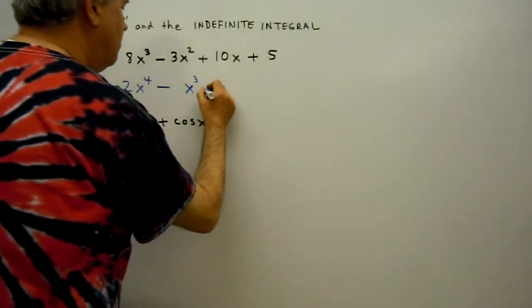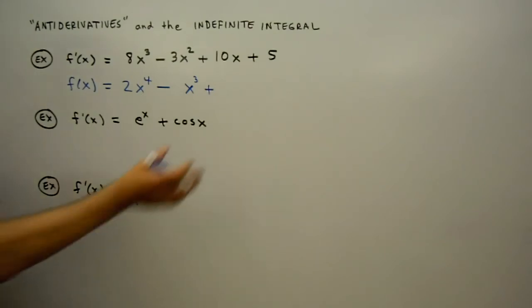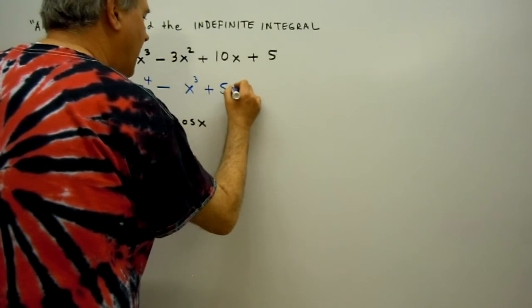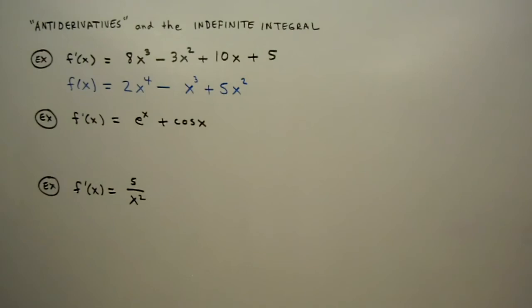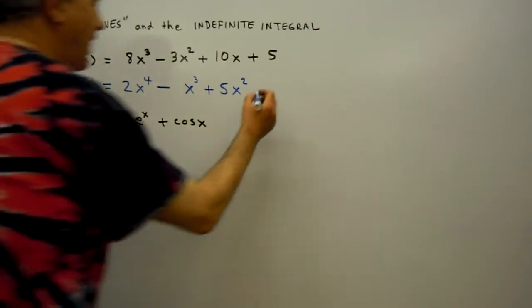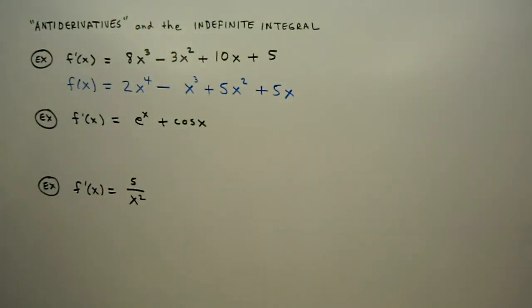And then for 10x, you figure the x would have come from an x squared. So therefore, instead of having a 10, you should have started with a 5, because then multiplying the 5 by 2 would have given you the 10. Again, mentally, you're doing the derivative in reverse. And then what is it that would have had a derivative of just a 5? Well, that would have been a 5x.